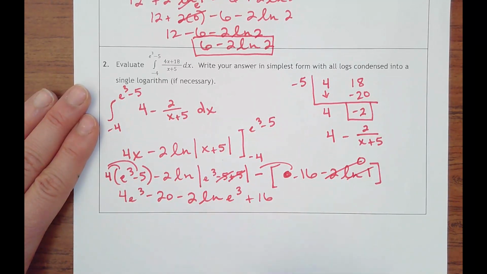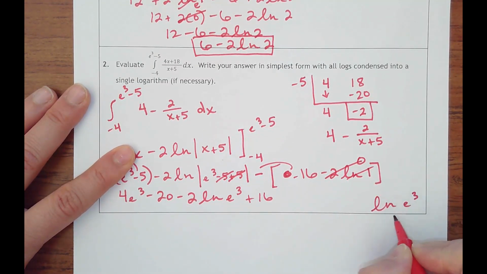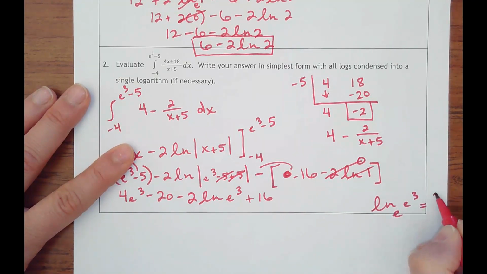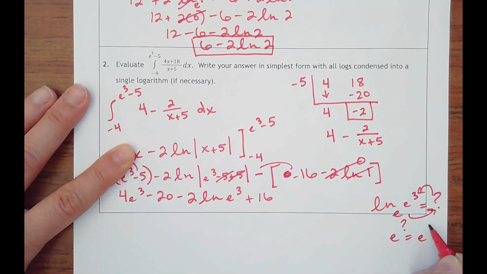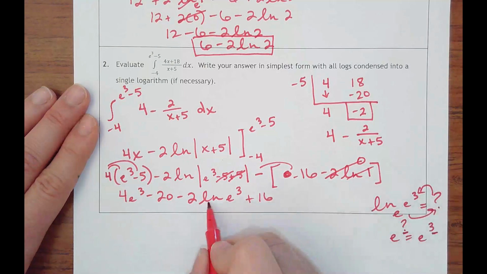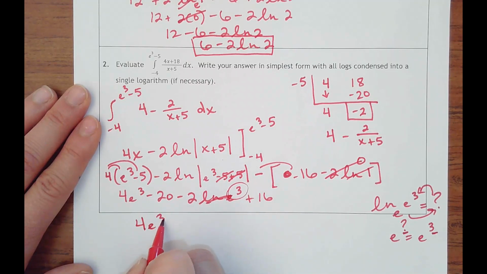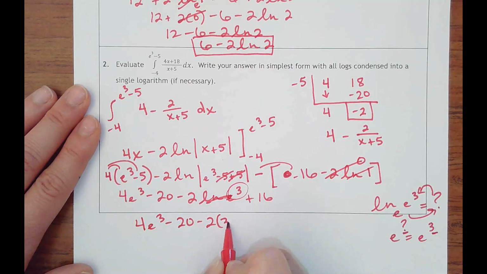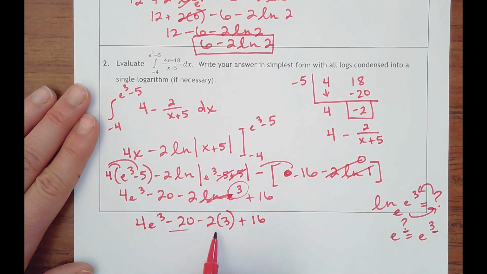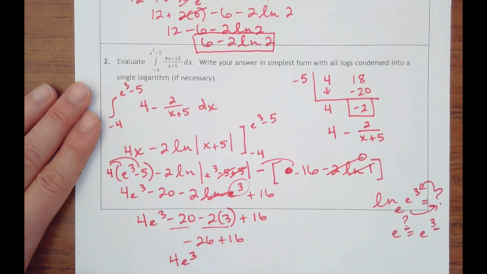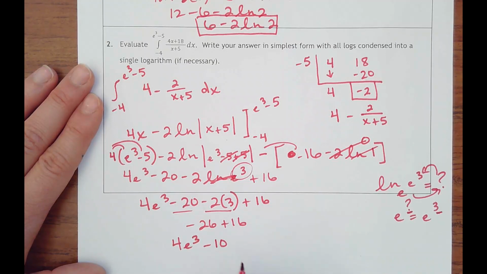Okay, let's think about this. Natural log of e cubed. The base of natural log is e. So this is saying e to what power would equal e cubed? Well, it must match. It must be 3. So really the natural log and e cancel each other out, and it's just 3. So this is 4e cubed minus 20 minus 2 times 3. And so that would be negative 20 minus 6 is negative 26 plus 16, which is 4e cubed minus 10. And that would be your answer since e is an irrational number.